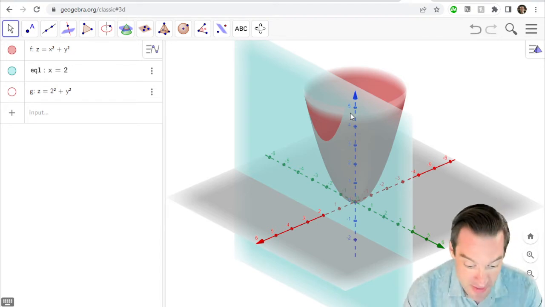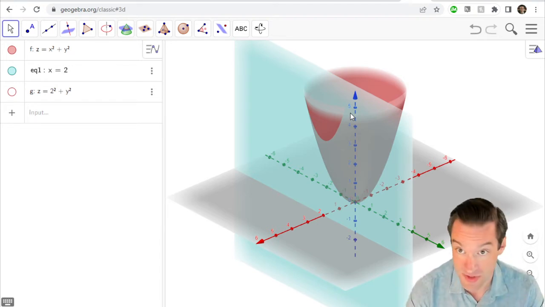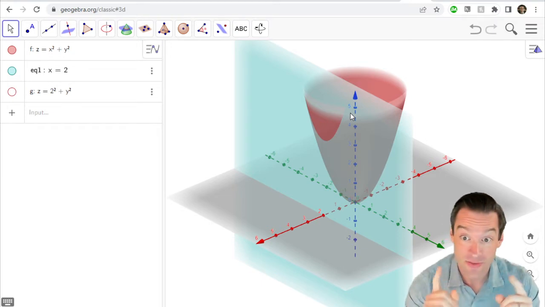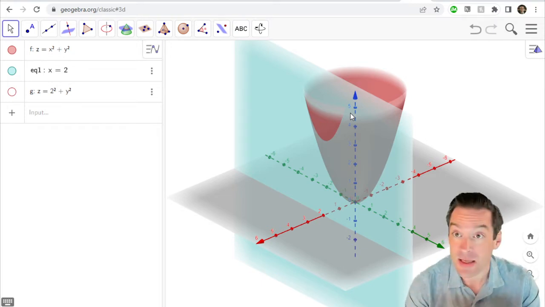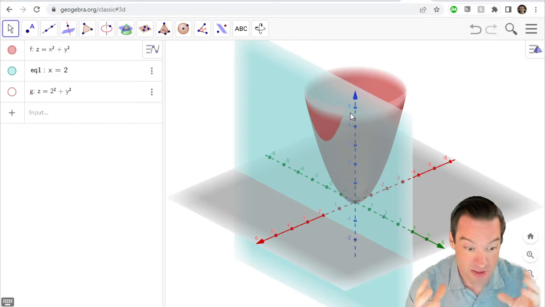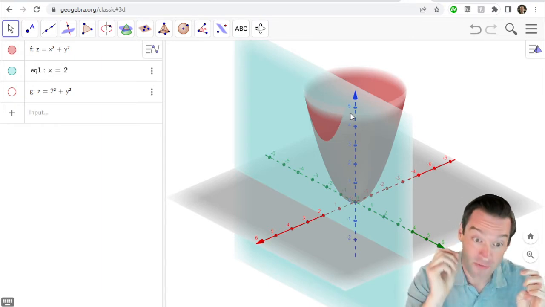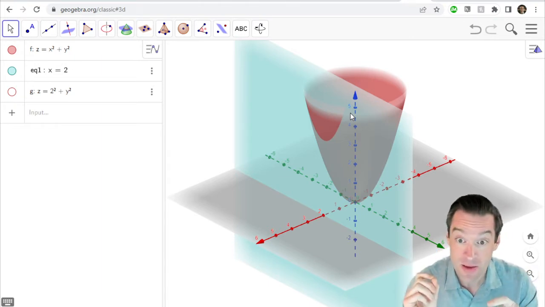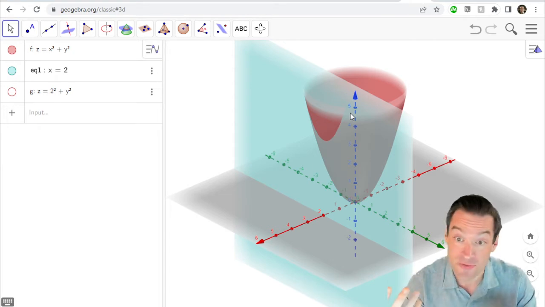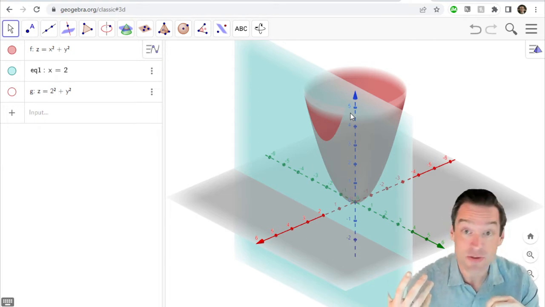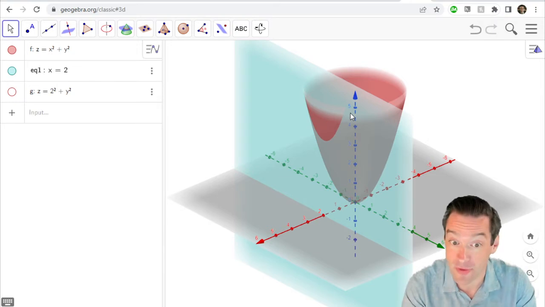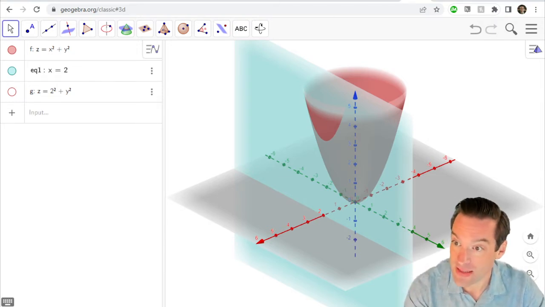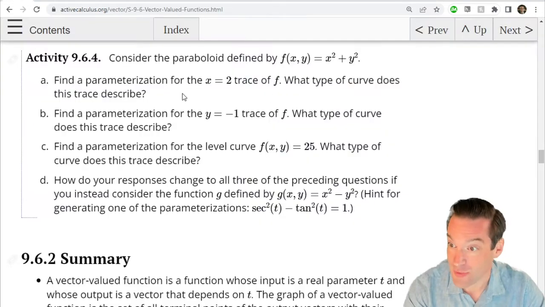And so it might be simpler or more interesting, and particularly when we start to want to do calculus on surfaces, it's going to be beneficial for us to think about a curve on that surface as something we can parameterize, so that we can use derivatives of that curve to tell us something about the derivatives on that surface. In other words, the derivatives of our multivariable functions. So the point of this activity is to come up with a parameterization for that trace.